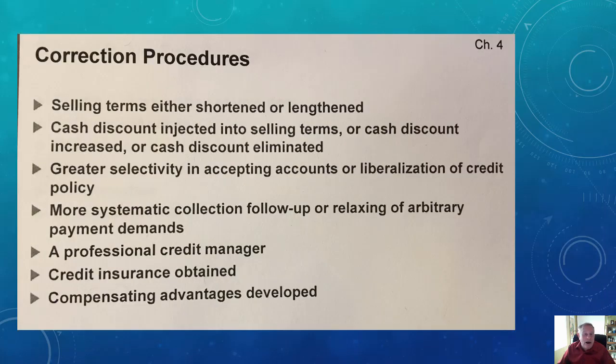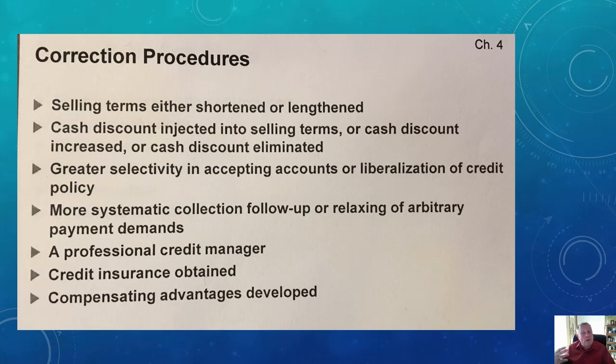Okay, so now, again, some of this is so what? Well, what can we do to fix that? Well, we can either change the terms of sales, either shorten when the payment is due, shorten or lengthen. We might inject a cash discount to get people to pay faster, or we may eliminate it because people are taking advantage of it and it's getting paid very quickly.